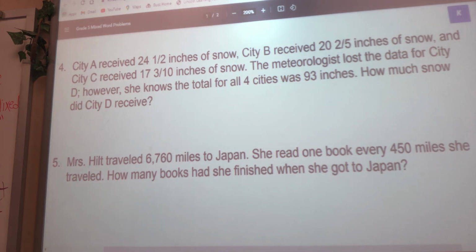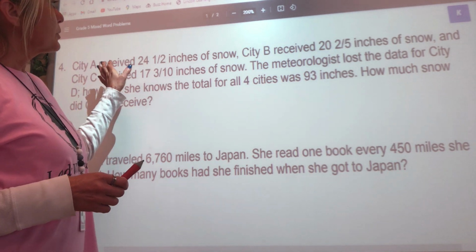City A received 24.5 inches of snow. City B received 20 2/5 inches of snow, and City C received 17 3/10 inches of snow. The meteorologist lost the data for City D. However, she knows the total for all 4 cities was 93 inches. How much snow did City D receive?